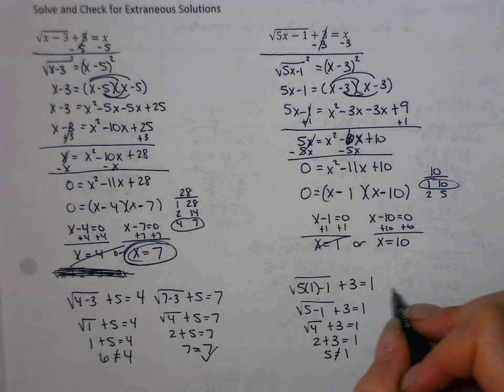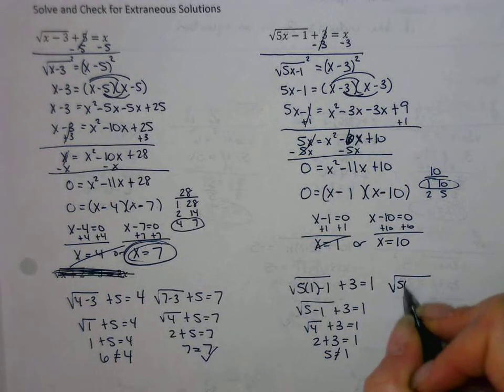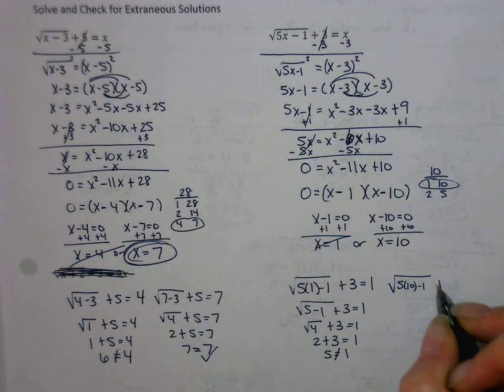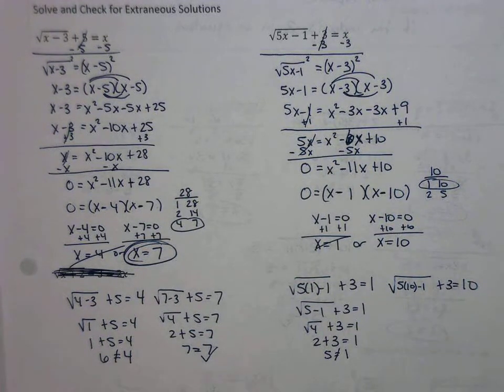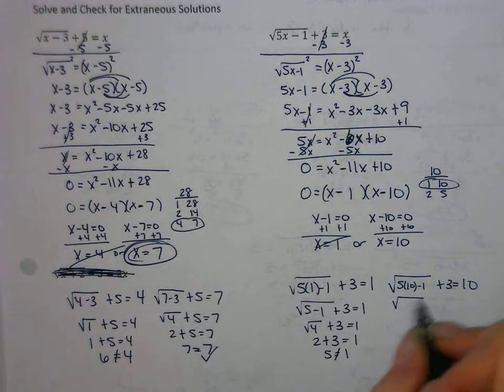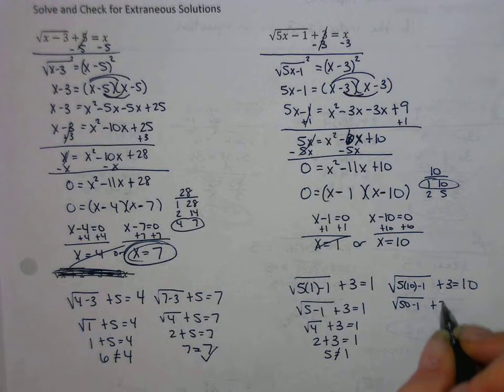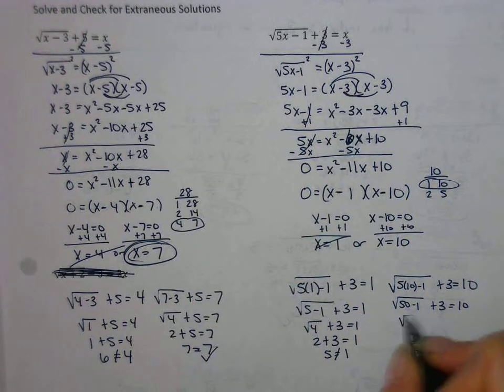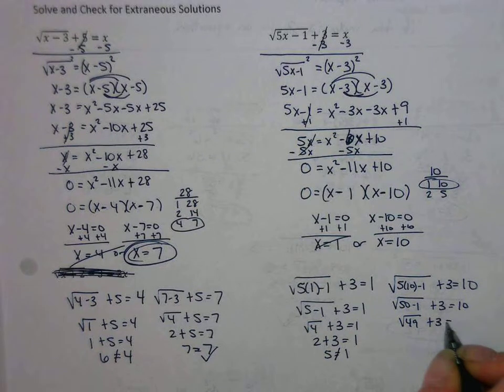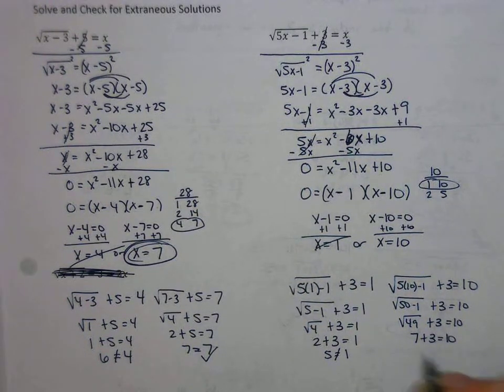So let's try x equals 10. So the square root of 5 times 10 minus 1 plus 3 equals 10. 5 times 10 is 50. 50 minus 1 is 49. Square root of 49 is 7. 7 plus 3 is 10. And 10 equals 10. So we know our solution is x equals 10.